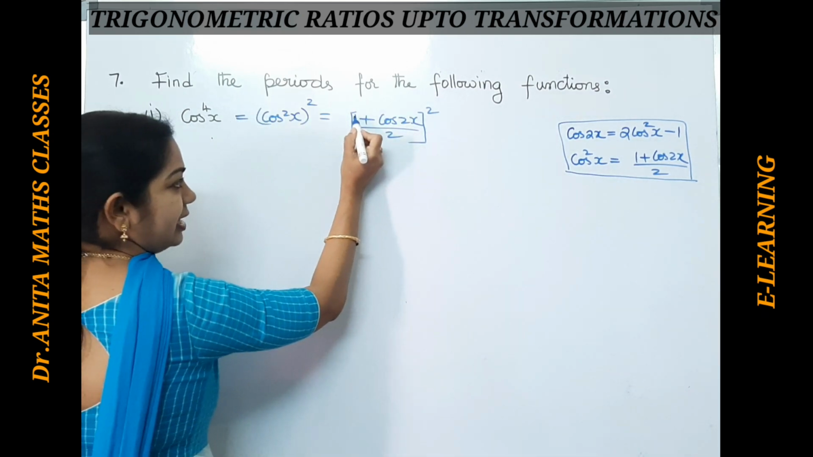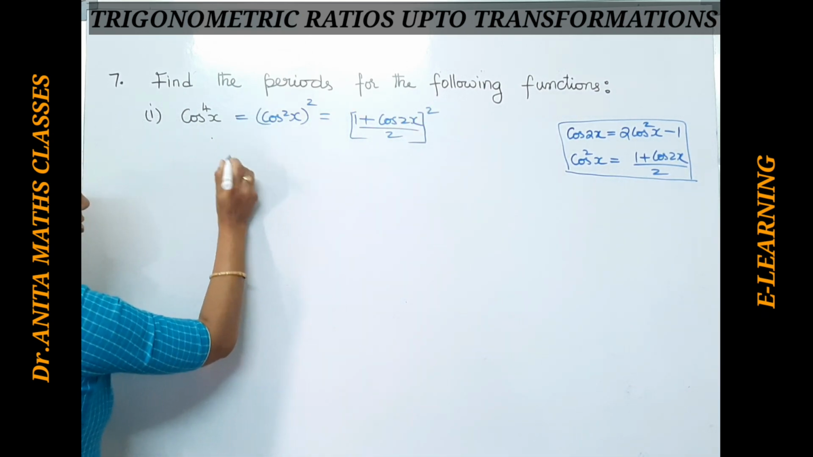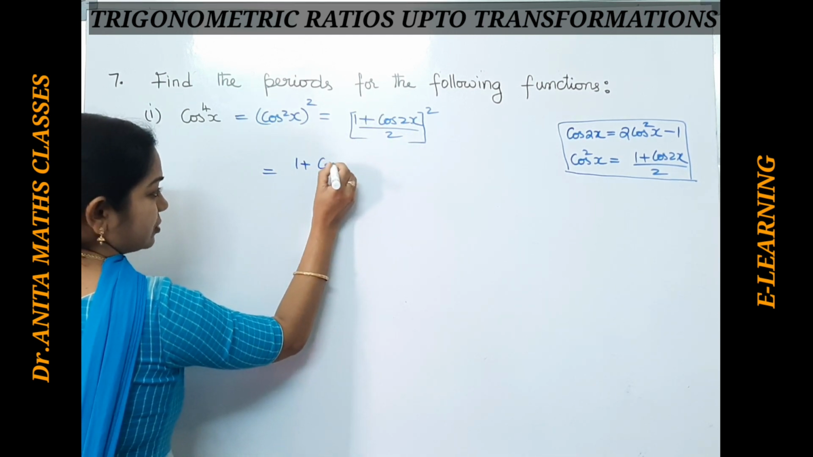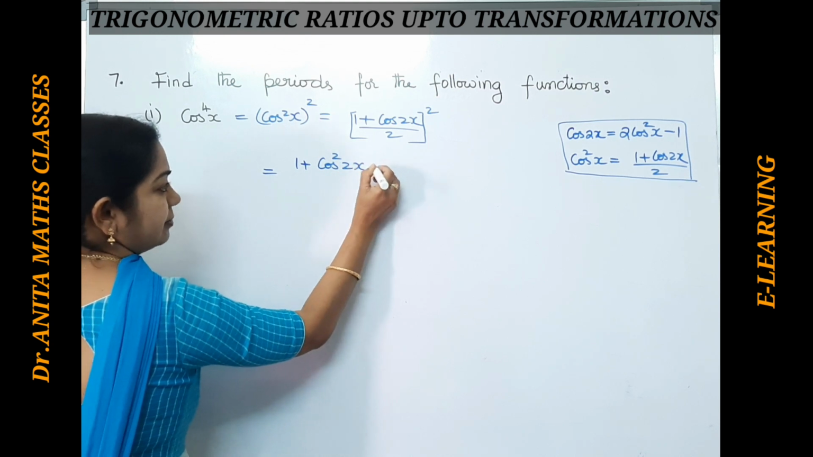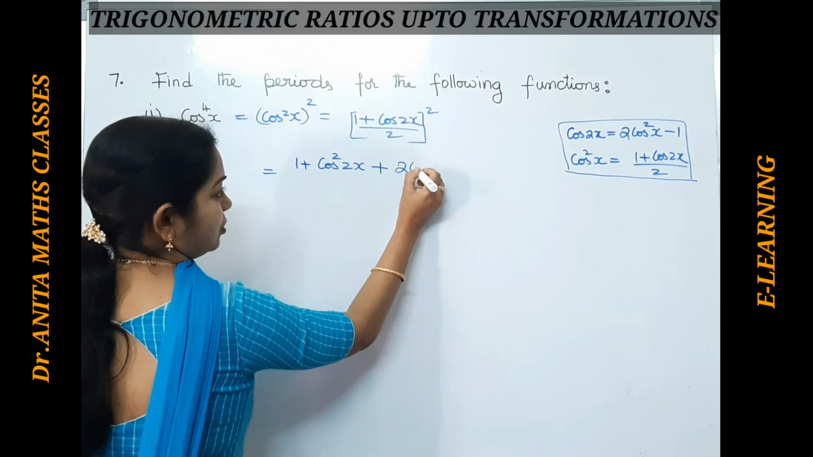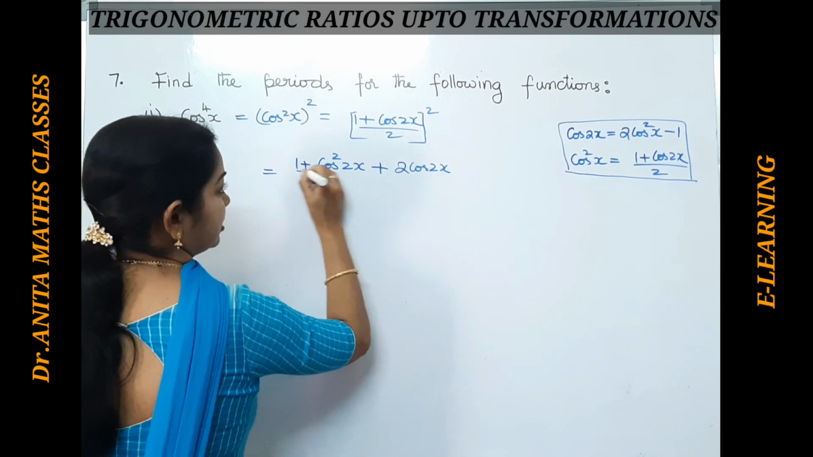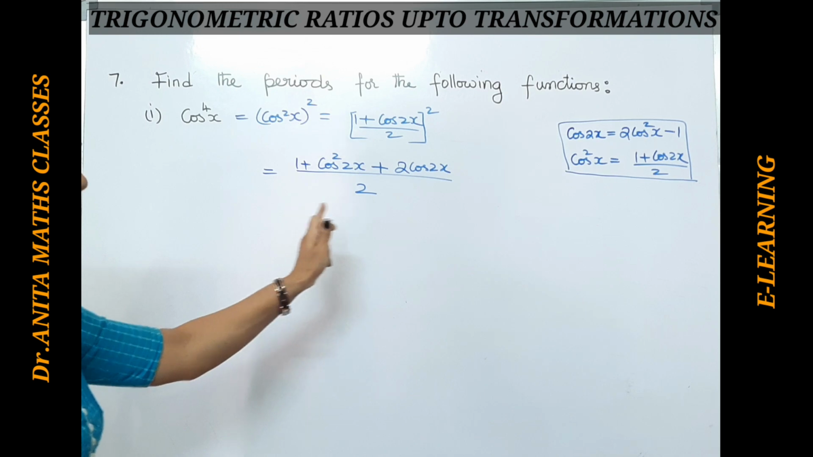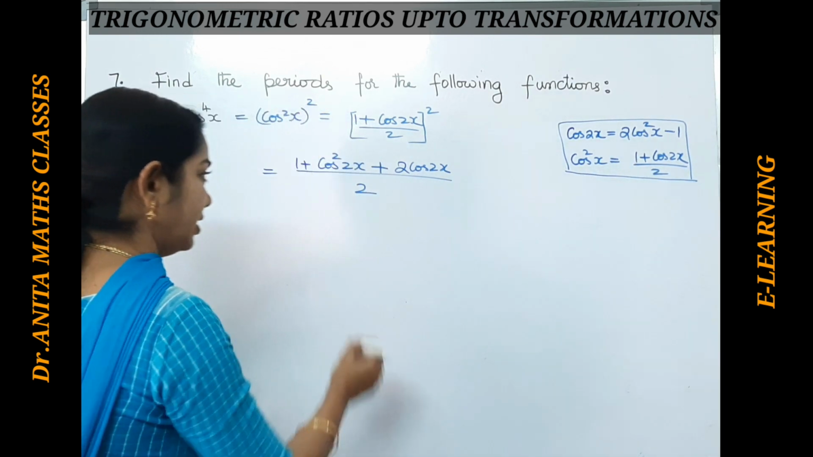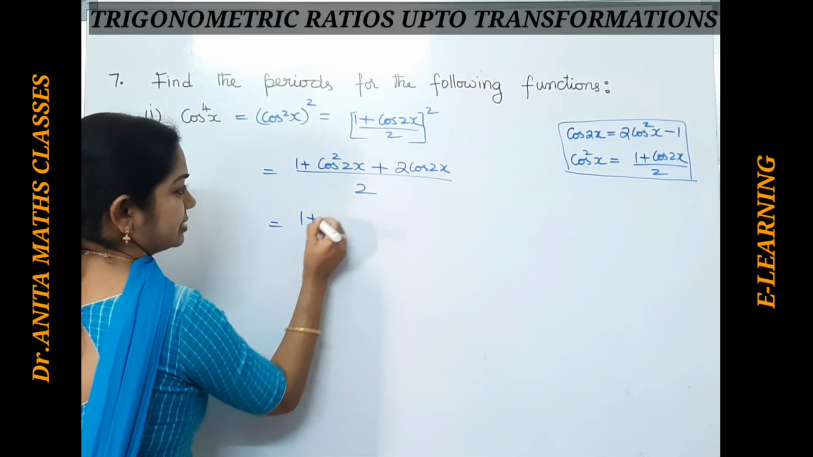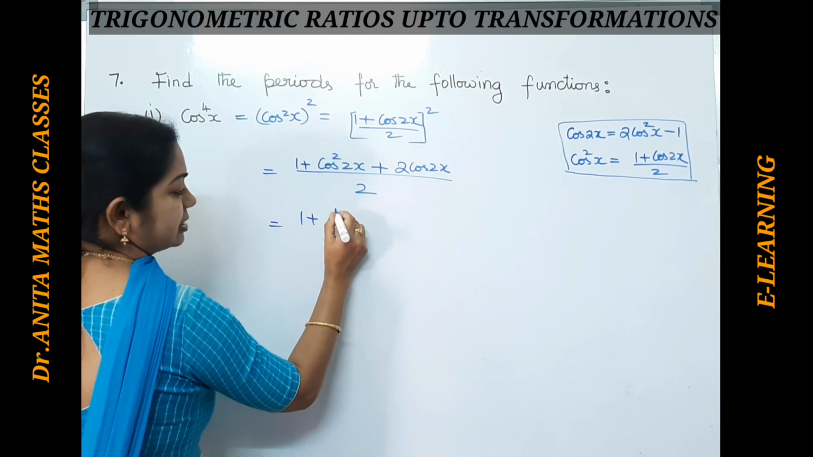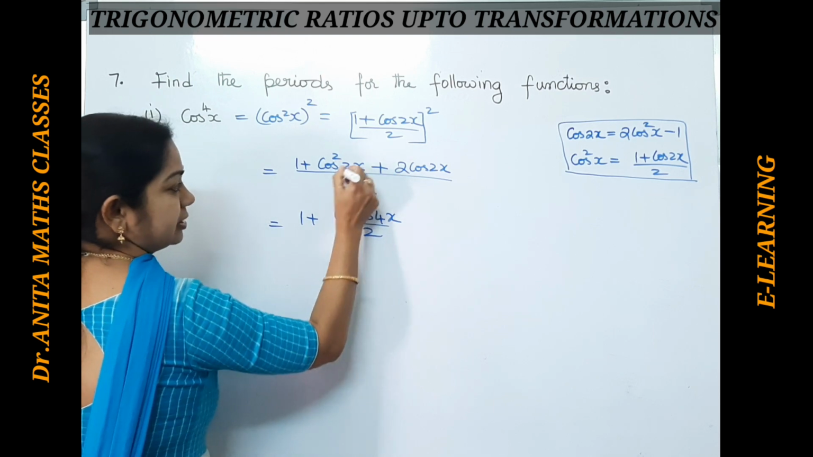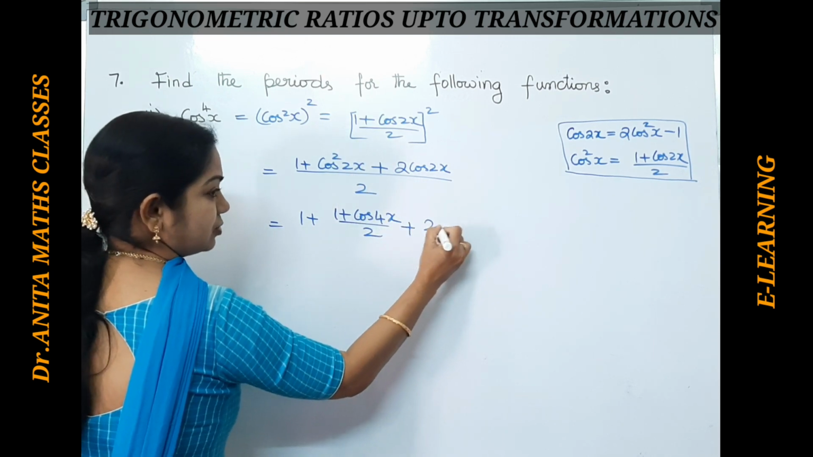Now I'll expand this in the a plus b whole square form. If you expand it, a square is 1, plus b square is cos square 2x, plus 2ab, so 2 cos 2x, upon 2 square. Again we have a square here, which I can bring in this form: I can write cos square 2x as 1 plus cos 4x by 2. Here I have written it like this, plus 2 cos 2x.